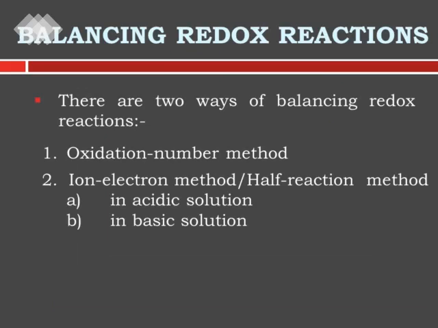There are 2 ways of balancing redox reactions. First, by the oxidation number method, and secondly, by the ion-electron method or half-reaction method in acidic or in basic solution.